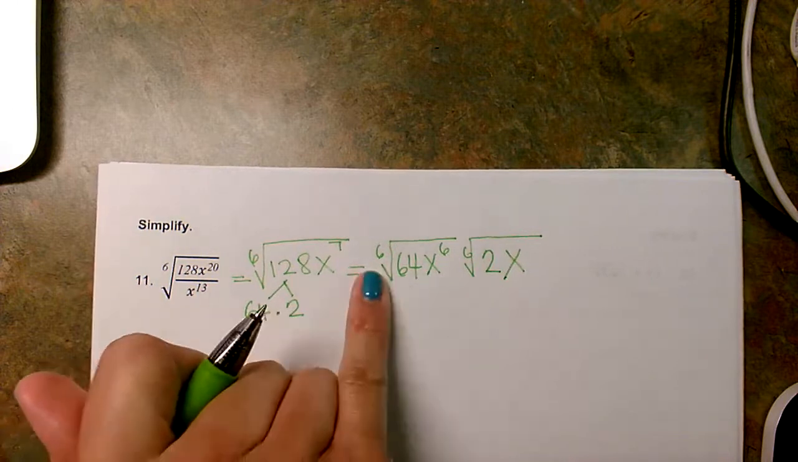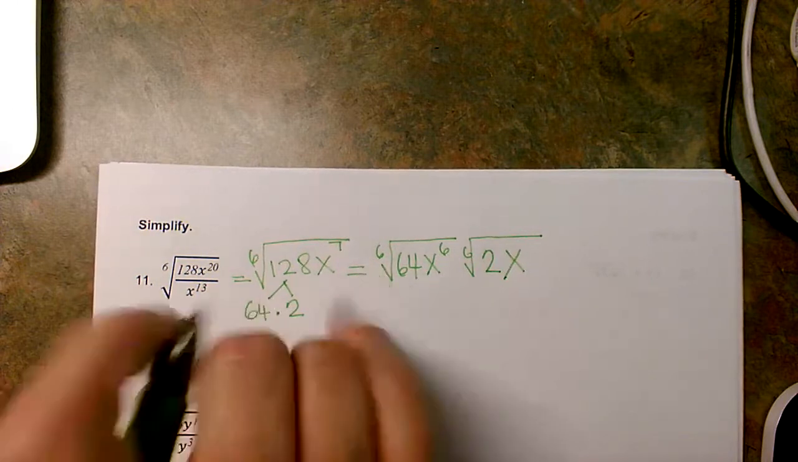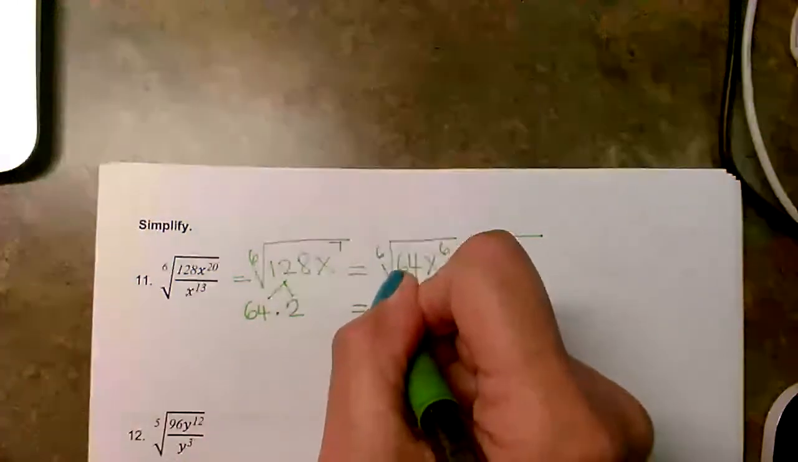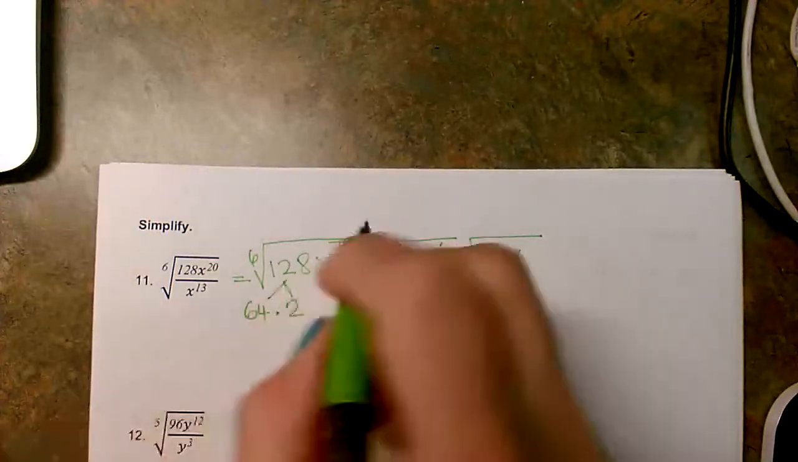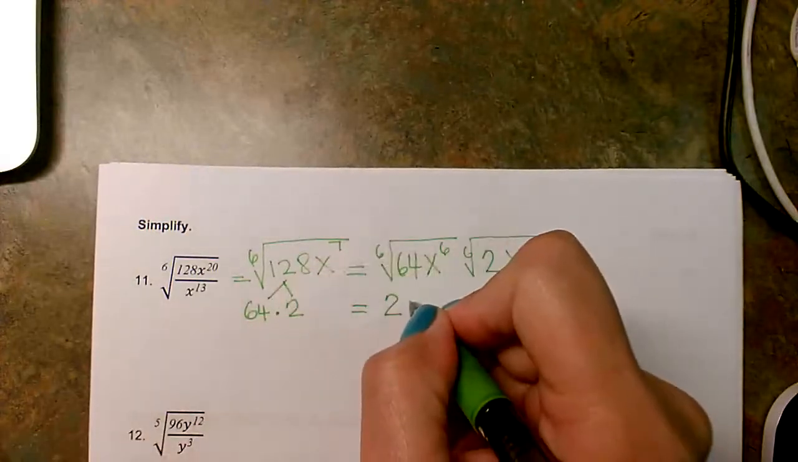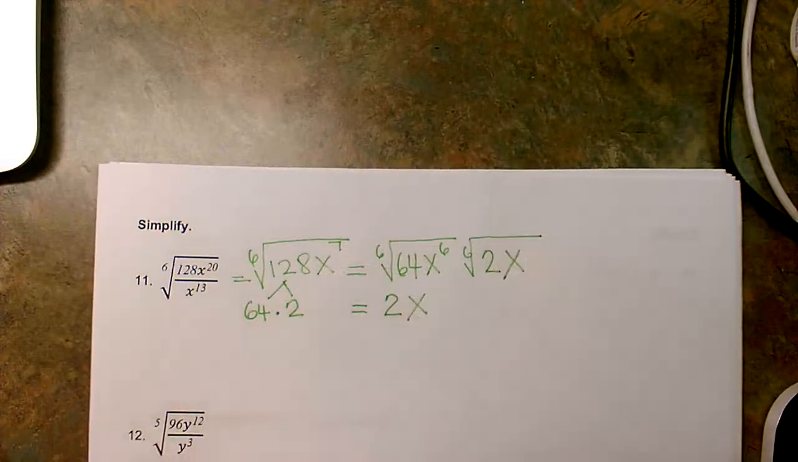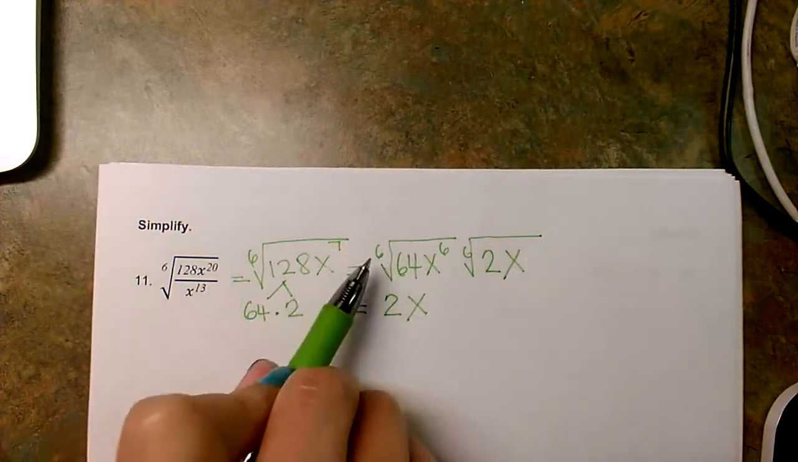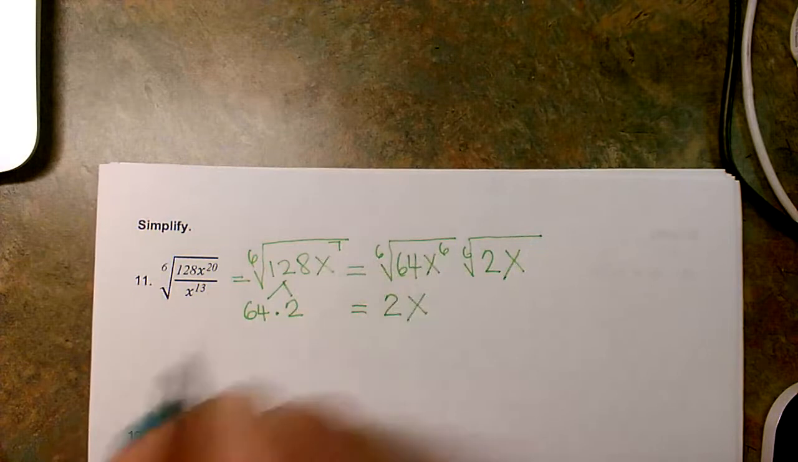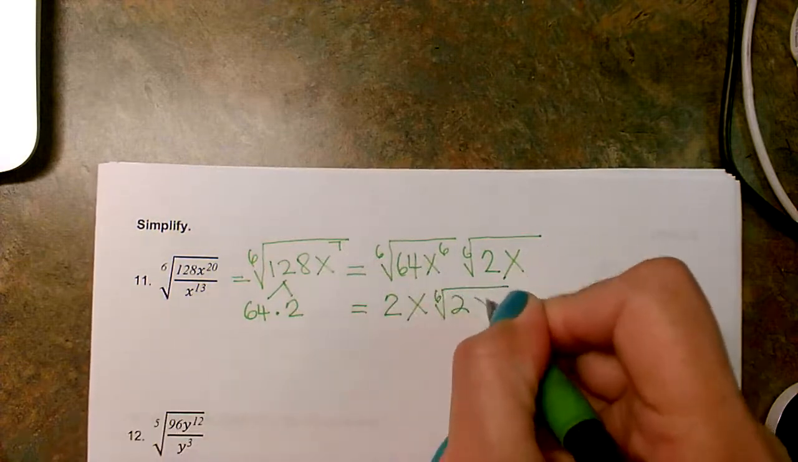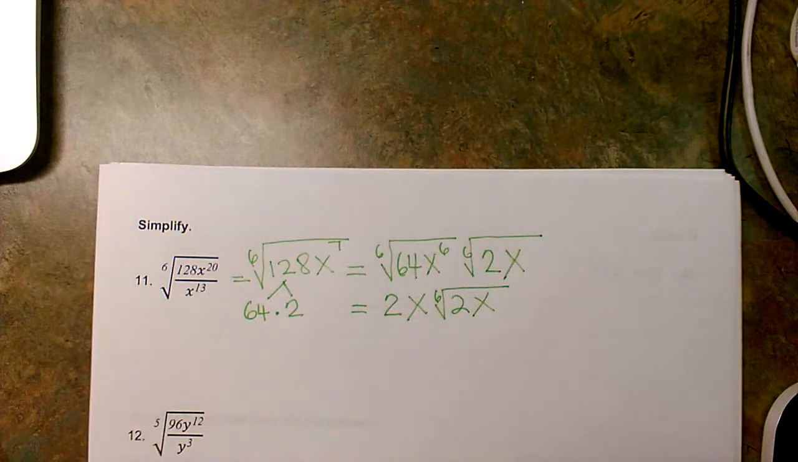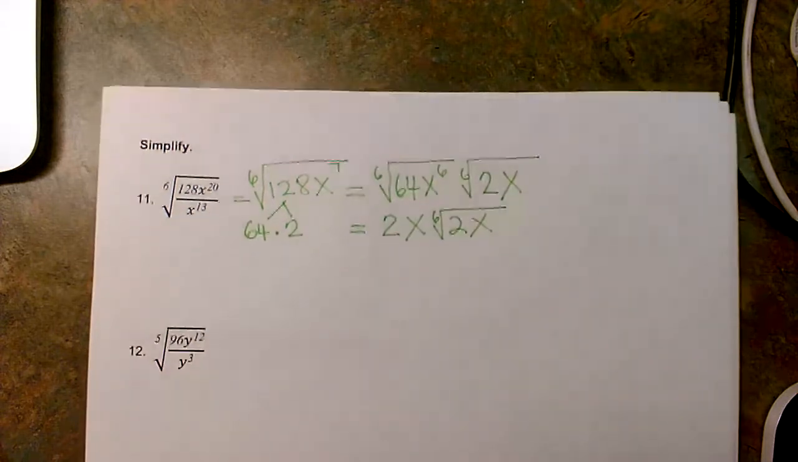So the 6th root of 64 is 2. X to the 6th power, 6th root of that is x. 6 over 6 is going to be 1. And this is the leftover. Okay?